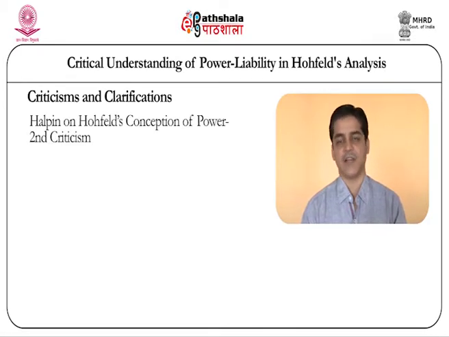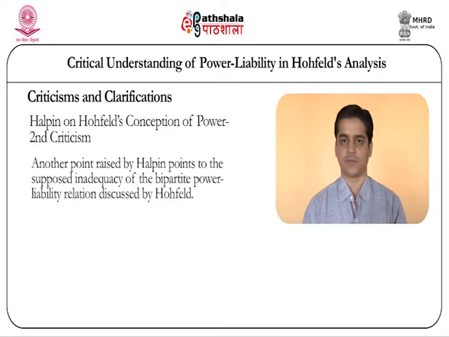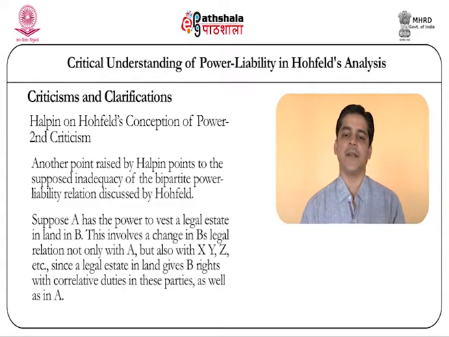The second criticism leveled by Halpin against Hohfeld is that the power-liability relationship cannot be a bipartite relation. It can never be between A and B alone. He gives an example. When A has the right to vest a legal estate in land, that is, let's say A has the right to make B the owner of a particular land, the legal relations affected are not simply those of A and B. It's not just that A's rights over the land are gone and B's rights are being created.